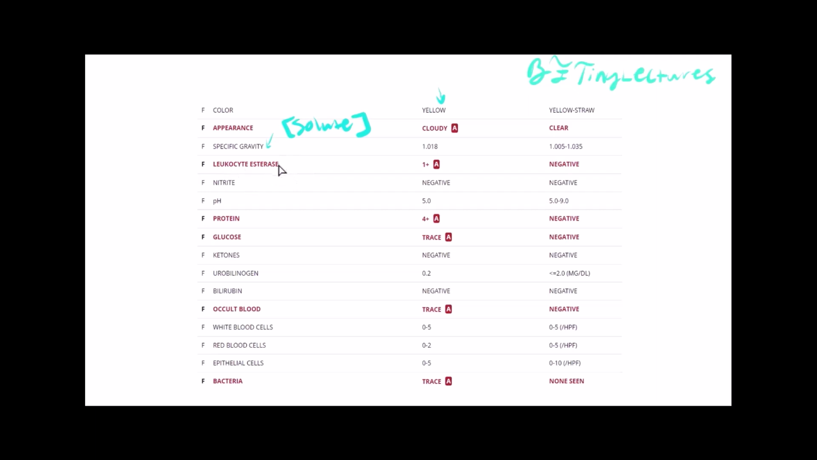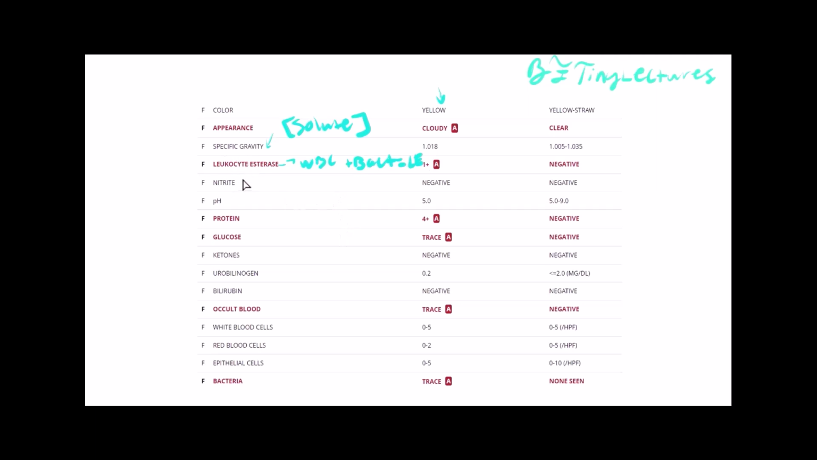Leukocyte esterase, that's an enzyme given off by the white blood cells. So when the white blood cells see a bacteria, they will kill the bacteria and they will release enzymes called leukocyte esterase. So notice that we actually have some leukocyte esterase in the urine. So that should give us a warning. It should be like a red flag. Hey, for some reason we have white blood cells in the urine. We're fighting some sort of bacteria. I'm thinking infection. You should be thinking that.